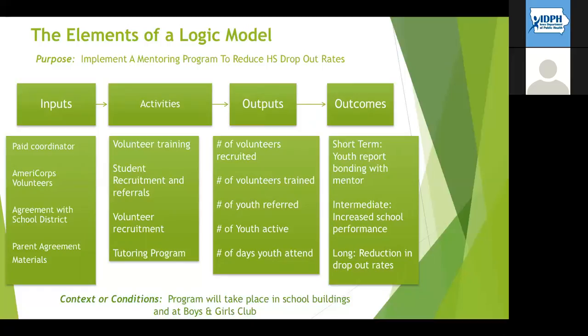So then we look at our boxes now, our categories. Those inputs, what are the things, those resources that we're going to need in order to implement that program? In this one, I just put, well, we're going to need a paid coordinator. We're going to need AmeriCorps volunteers. Probably going to need an agreement with the school district to use the space. Probably going to need parent agreements and materials. Just a sample. Obviously, that's not an exhaustive list. So those are the resources that we need.